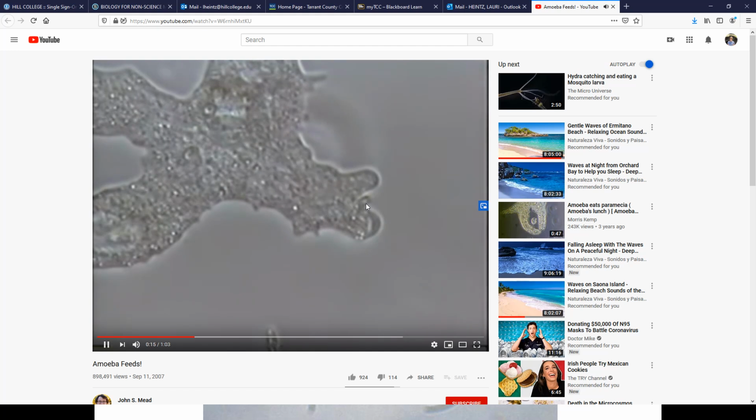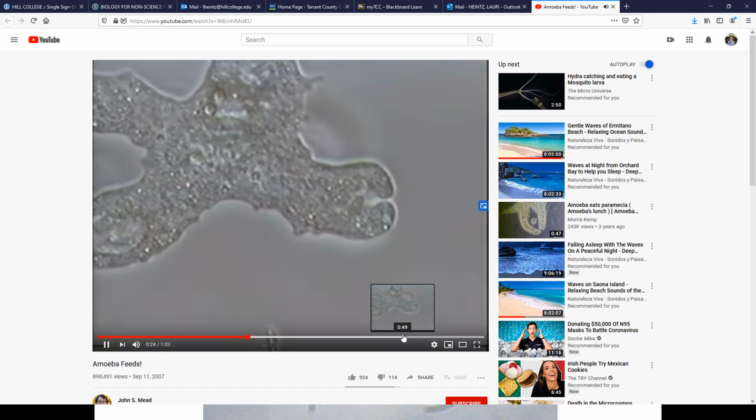So this is in real time. This isn't slowed down. This isn't sped up. This is how they move. It's catching what looks like a little bacterium over there. So that's a pseudopod. That's a pseudopod. And you're going to see it's going to engulf that and then eat that.